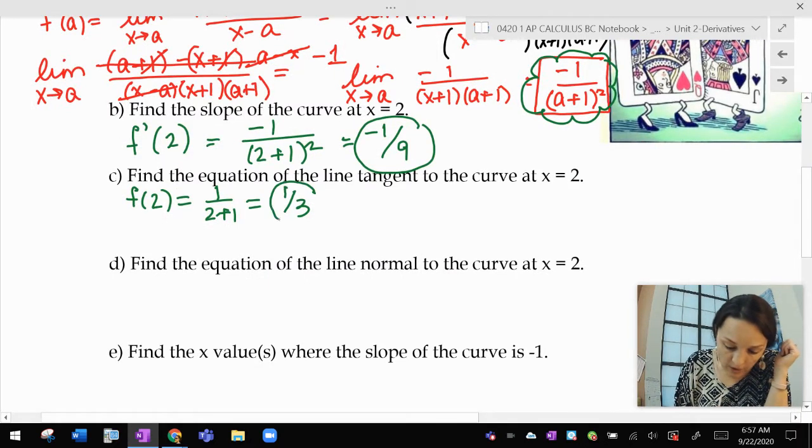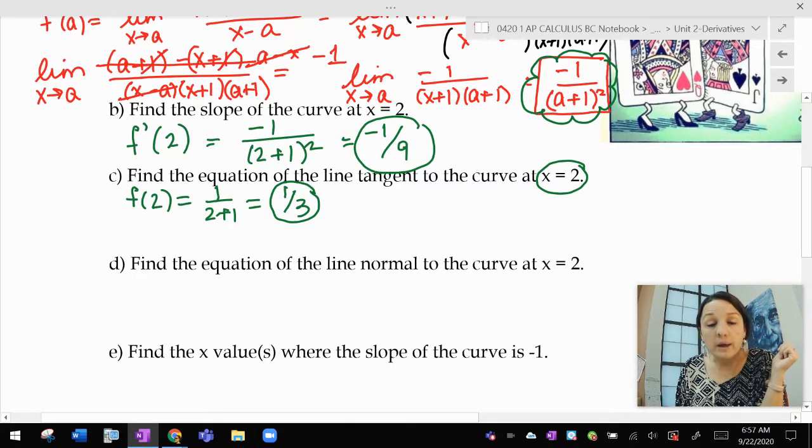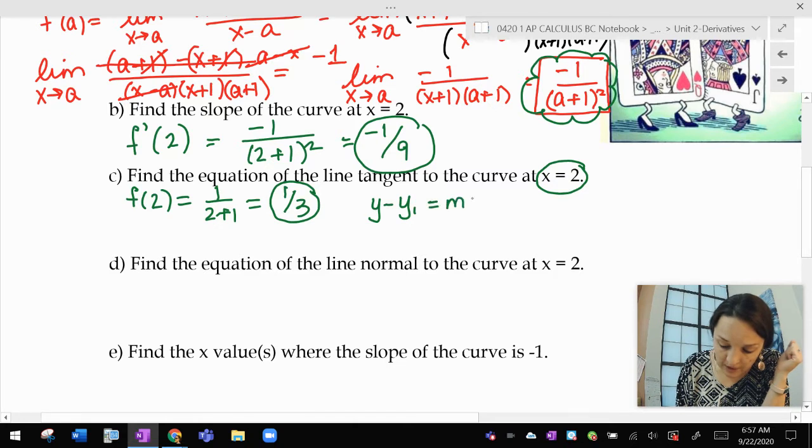And so now I have an x, a y, and a slope. I'm going to use point slope form. y minus y1 equals m times x minus x1, which is going to be y minus 1/3 equals negative 1/9 times x minus 2.